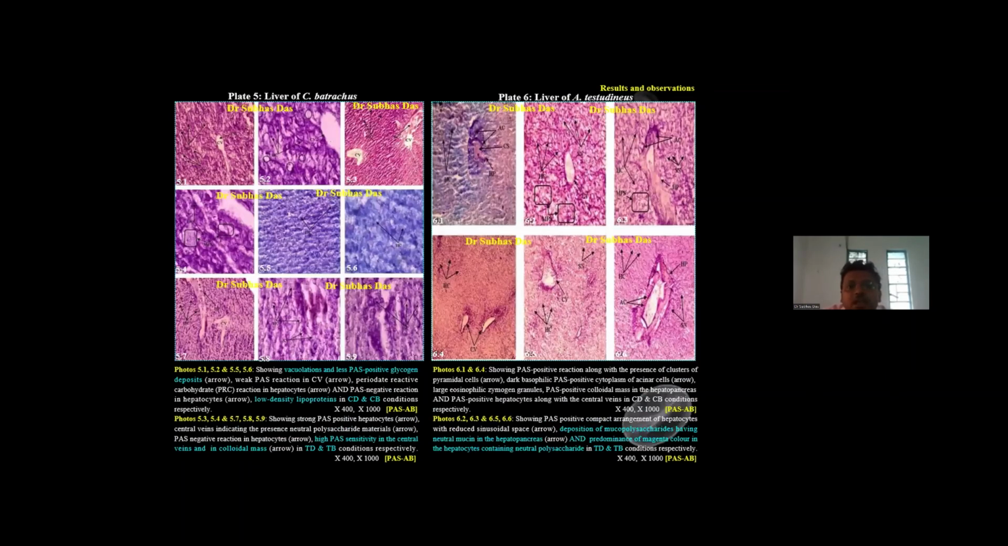If we consider another type of stain, that we all know, the PAS-Hematoxylin stain, through which we can predict the accumulation of fat within the liver. If we consider photos 6.1 to 6.4, there we can see under the control condition a dark basophilic PAS positive cytoplasm of acinar cells, large eosinophilic zymogen granules, PAS positive colloidal mass in the hepatocytes.